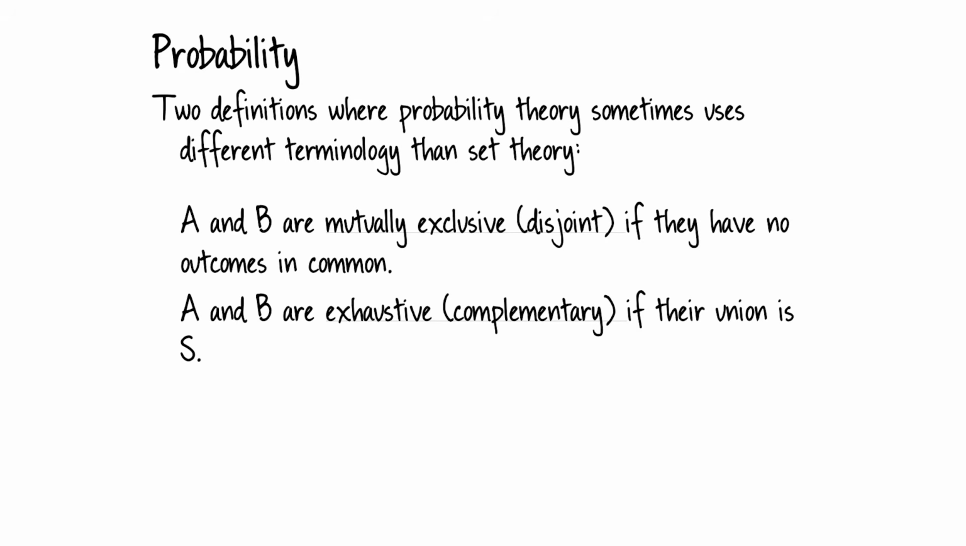Okay, two other important definitions where probability theory uses slightly different terminology than set theory are the following two. We say that A and B are mutually exclusive if they have no outcomes in common. So we have two events, and if they don't share any outcomes, we say they're mutually exclusive. We also sometimes say they're disjoint, and in set theory, we'll typically talk about them being disjoint. In probability theory, you use the term mutually exclusive more commonly. Okay?